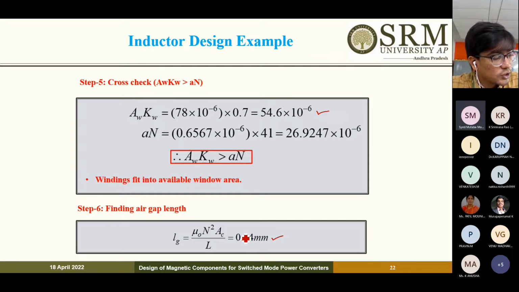So here I'll show you the one inductor which we have designed for our application. So, is the cursor visible?